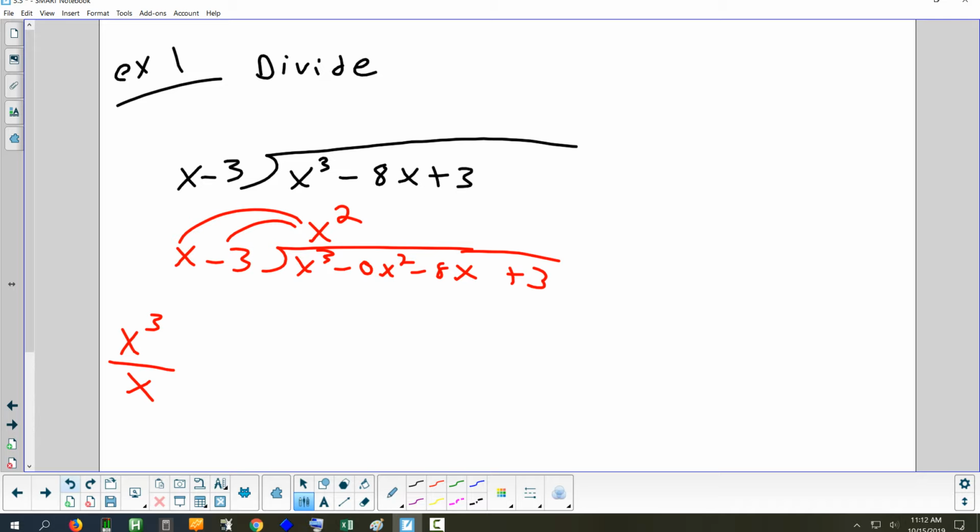So let's start with Chris. What's x squared times x? Yep. And Nakara, what's x squared times negative 3? Negative 3x squared. Yep. And that's it. Okay, so now we've multiplied it back out.